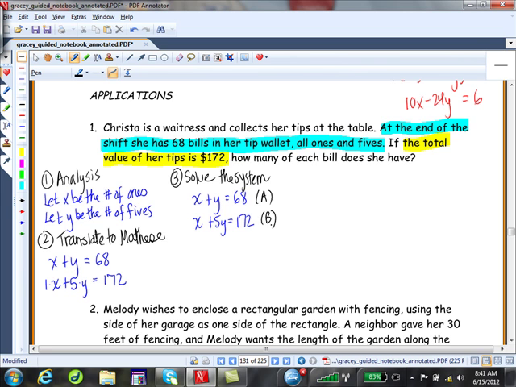So the first step in solving the system, I'm going to go ahead and isolate x in equation A. Equation A. So we have x plus y equals 68. So x is negative y plus 68. Second step.